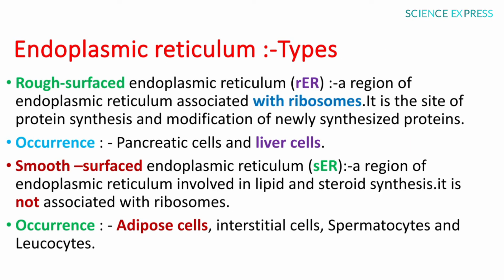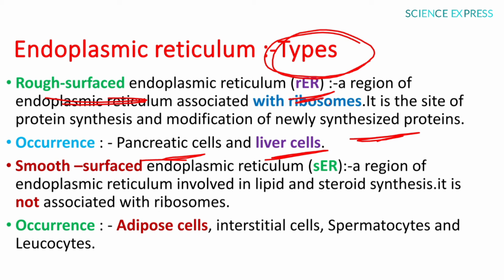Endoplasmic reticulum is mainly of two types according to presence or absence of ribosome. If the ribosome is present, the surface is rough, so it is called rough endoplasmic reticulum. Actually, ribosomes are attached to ribophorin protein, which is mainly present in the endoplasmic reticulum. It is the site of protein synthesis, the main function, and the newly synthesized proteins are synthesized in the endoplasmic reticulum. The occurrence is in the pancreatic cell and liver cell.